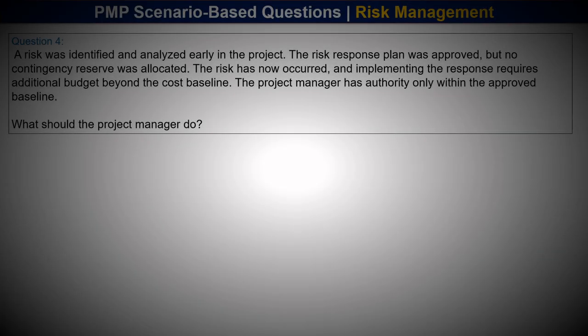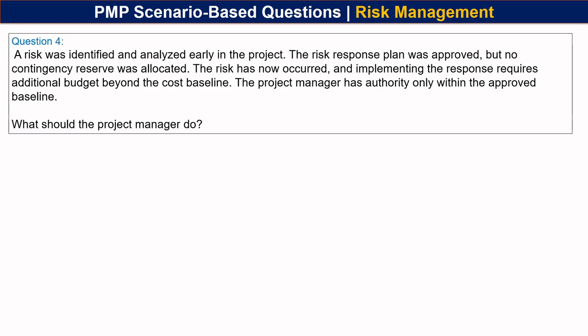Question 4. A risk was identified and analyzed early in the project. The risk response plan was approved, but no contingency reserve was allocated. The risk has now occurred, and implementing the response requires additional budget beyond the cost baseline. The project manager has authority only within the approved baseline. What should the project manager do?